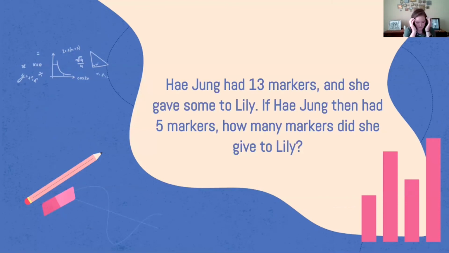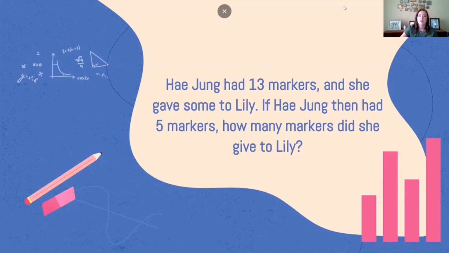All right, brainstorm. What is important right here that I need to look for? What is my equation going to look like? What is the strategy I'm going to use to help solve this? You ready to read it again? All right. Jung had 13 markers. She gave some to Lily. If Jung then had 5 markers, how many markers did she give to Lily?